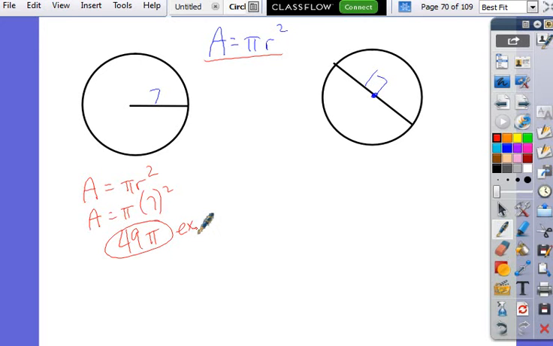If I want the rounded version, we would type that in the calculator and get, I think it's 153.9 if I remember right. All right. So exact, again, we're working with the numbers, put pi behind it. Decimal version, just type it in and see what you get. So when I come over to the second one, what's my radius? I got to do 17 divided by 2, so that's 8.5.